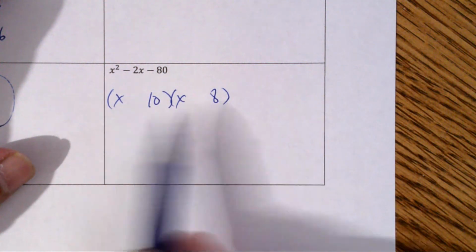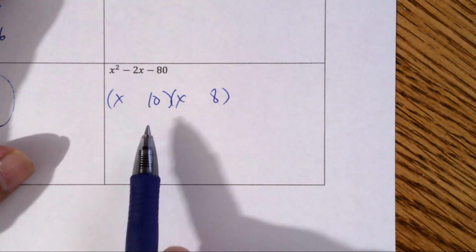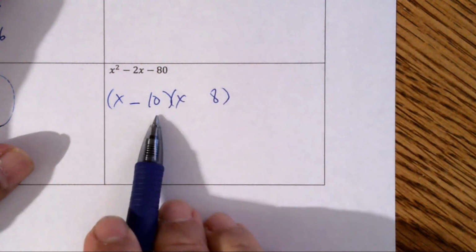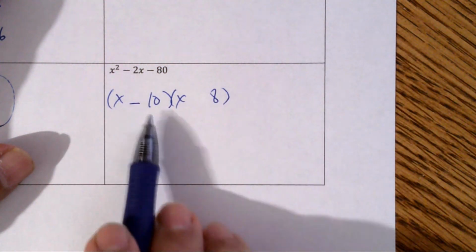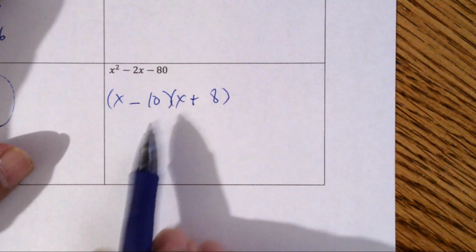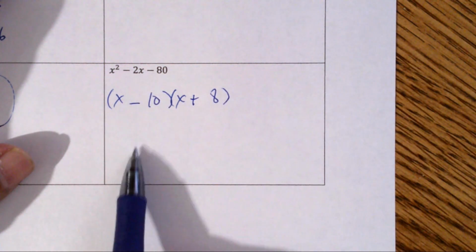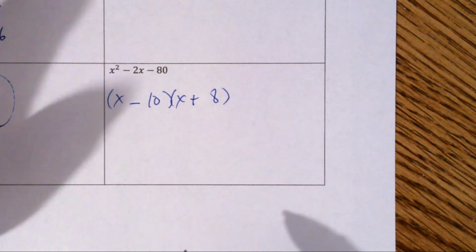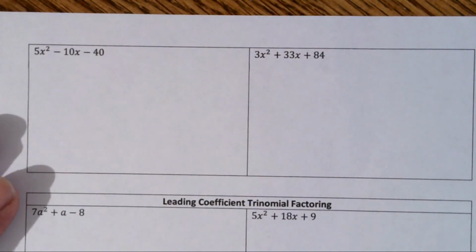Now the question is, which one gets the negative, which one gets the positive? Well, in order to get a negative in the middle, the bigger factor has to have the same sign as the middle. So negative 10 and positive 8 gives me negative 2, right? Negative 10 plus 8 is negative 2. Negative 10 times 8 is negative 80. So that's the answer there. And going on to the next page.